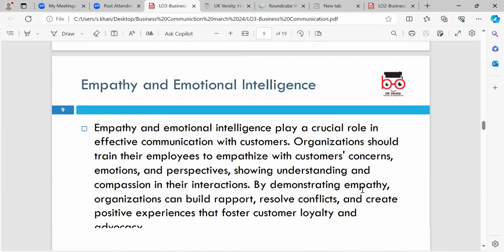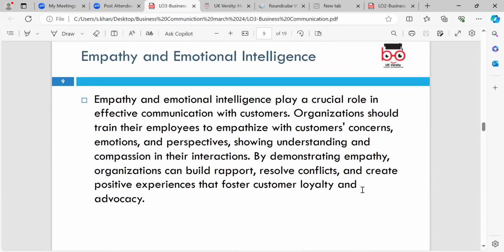Empathy and emotional intelligence. Empathy and emotional intelligence plays a crucial role in effective communication with customers. Organizations should train their employees to empathize with customers' concerns, emotions, and perspectives, showing understanding and compassion in their interactions. By demonstrating empathy, organizations can build rapport, resolve conflicts, and create positive experiences that foster customer loyalty and advocacy.